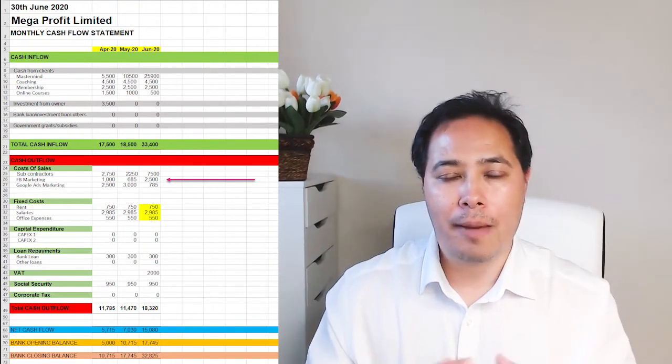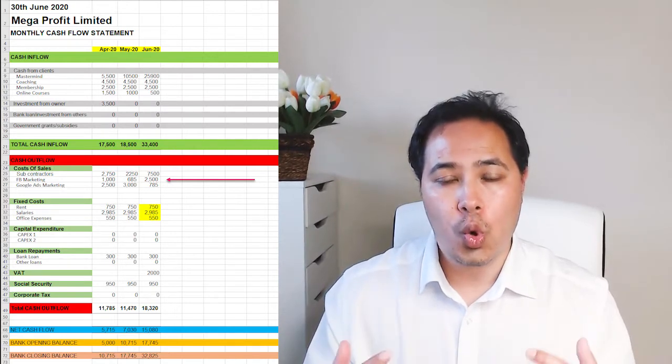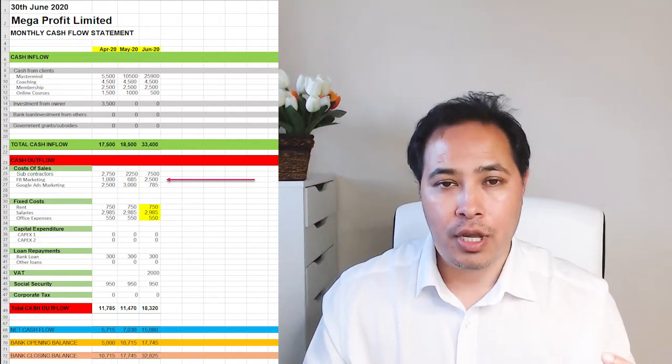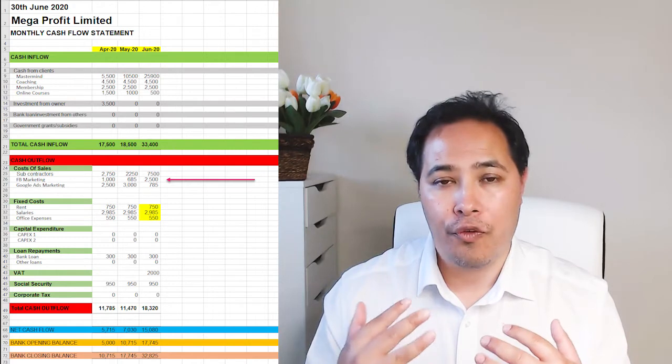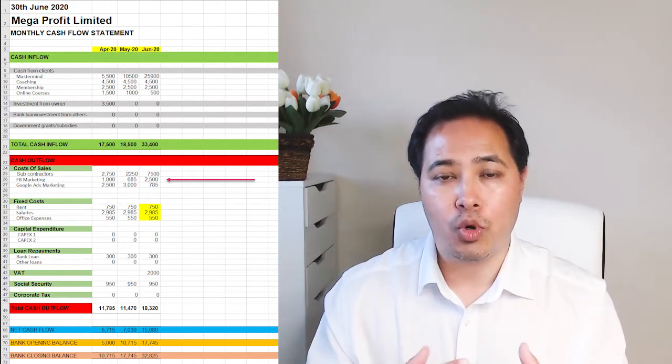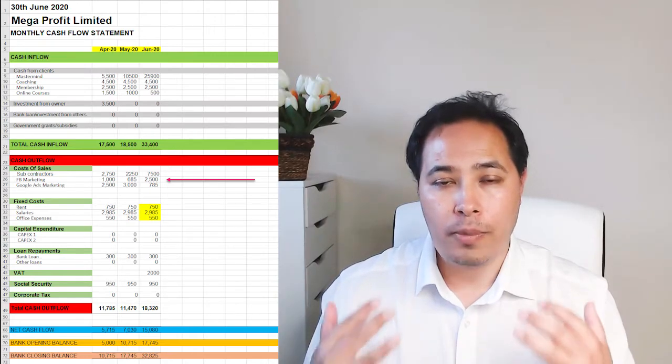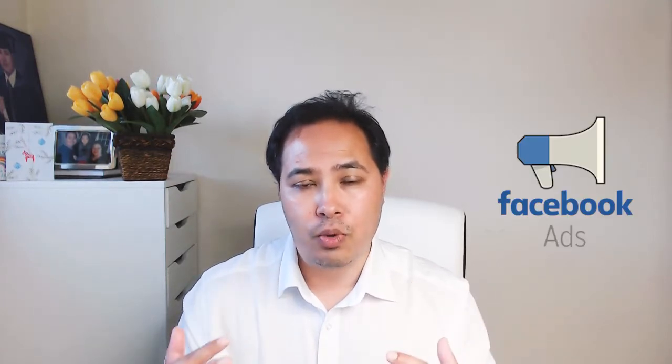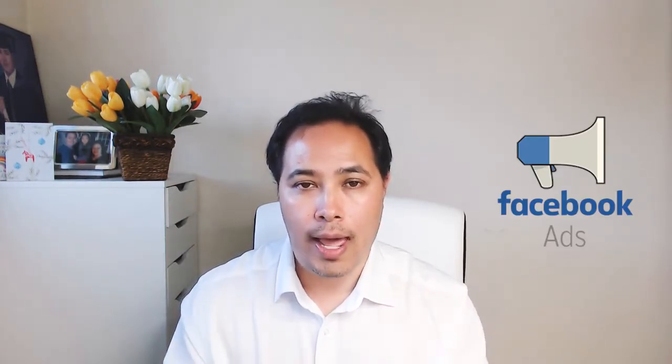In the case of Mega Profit Limited, you can see the business has spent more on Google ads in the previous months and more recently on Facebook ads, and as a result of that, the business has been generating more cash inflow from its operations. Now, wouldn't it make more sense for this business to focus on Facebook ads rather than Google ads? This is the power of analyzing cash flow statement.